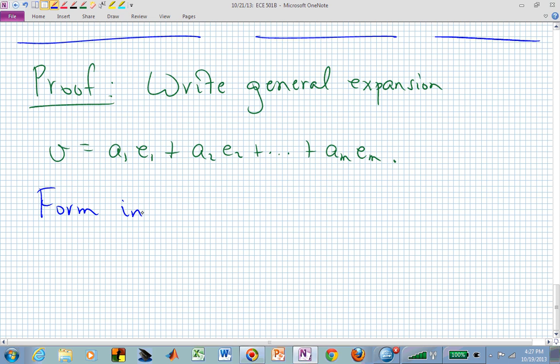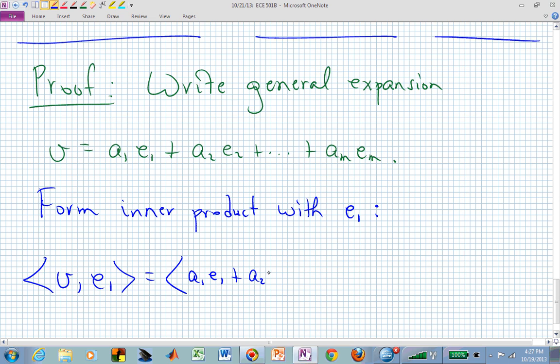Let's now form the inner product, initially with just the first one, e sub 1. We take v inner product with e1. Well, that's just going to be a1 e1 plus a sub 2 e sub 2, based on this decomposition of v in terms of these orthonormal basis vectors e1 through e sub m, inner product with e sub 1.